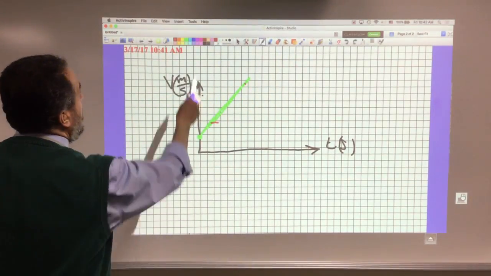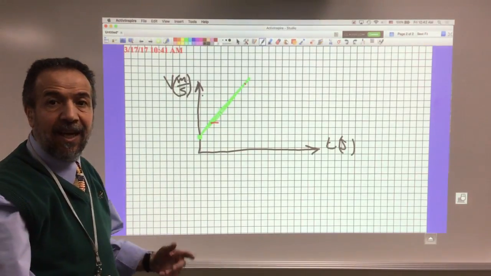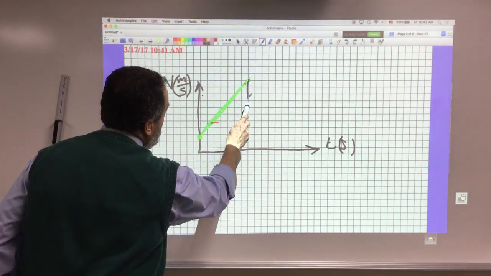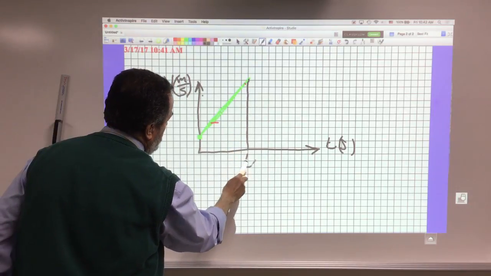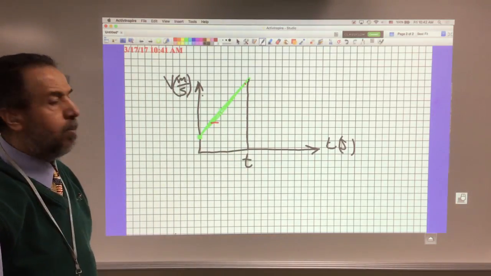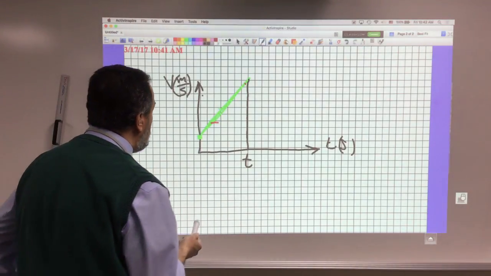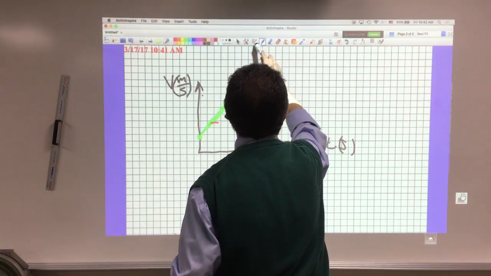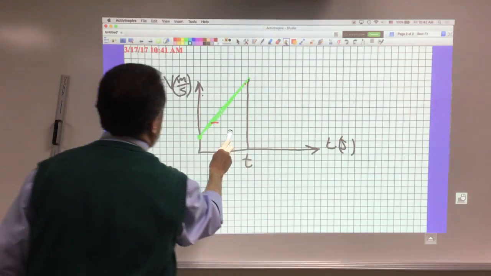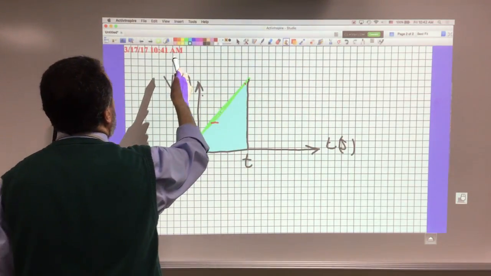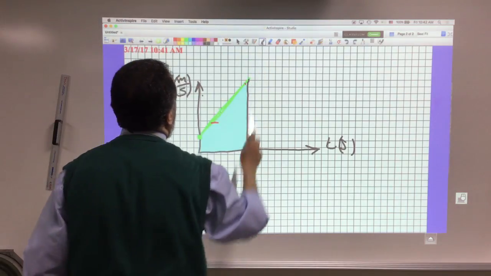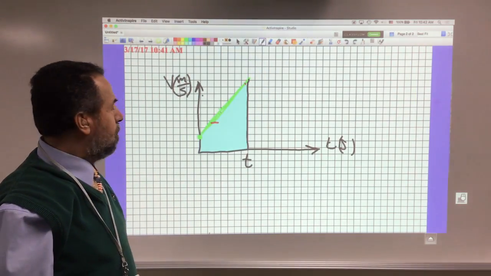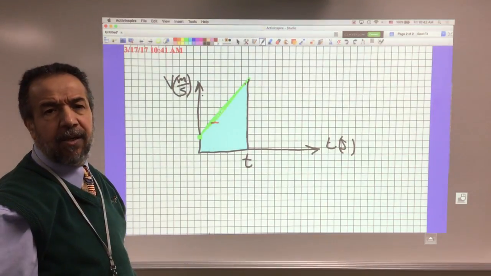Let's say I go to a certain time t later. At that point, I would like to be able to determine what the area inside here represents. So let's set an area of some sort. Here we go, we've got an area there. The interesting part now is that this area is a parallelogram. No, a trapezoid. Silly me.